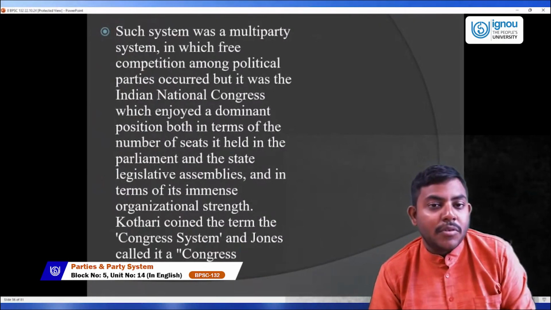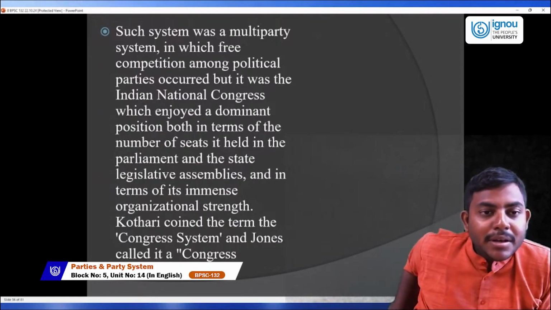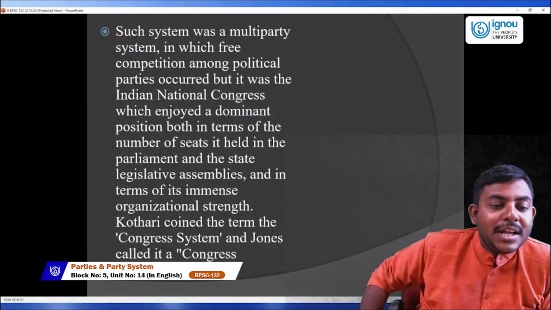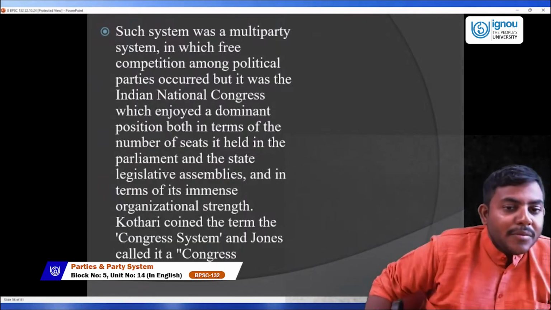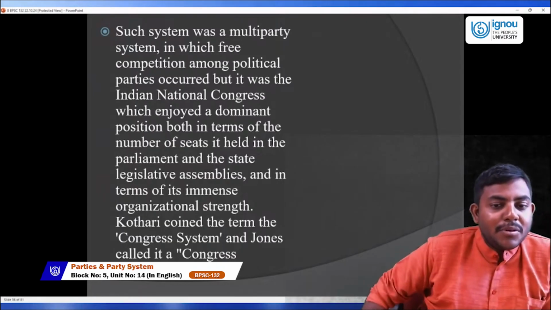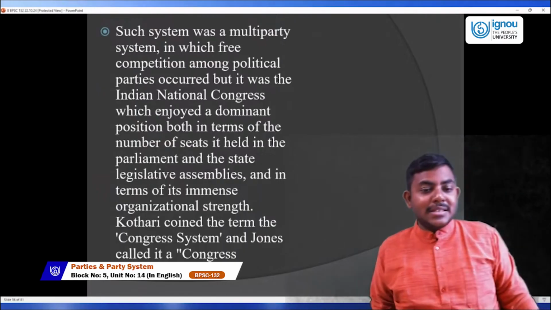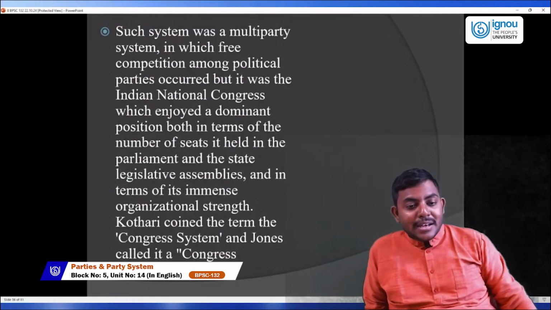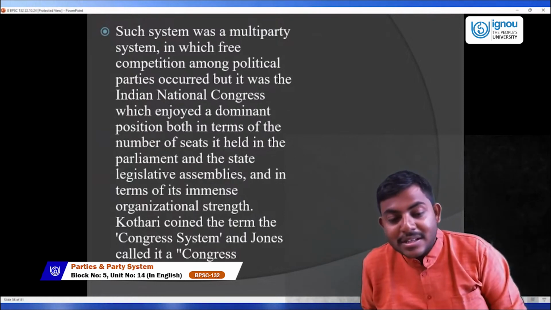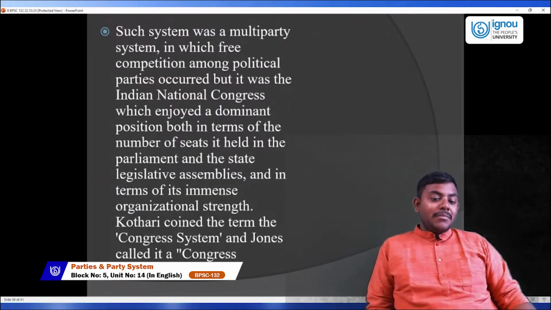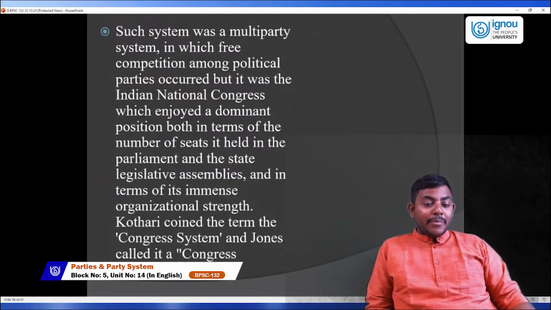Such a system was a multi-party system in which free competition amongst political parties occurred, but it was the Indian National Congress which enjoyed a dominant position both in terms of the number of seats it held in the parliament and the state legislative assemblies, and in terms of its immense organizational strength. Kothari coined the term the Congress system, and Jones called it the Congress dominated system.